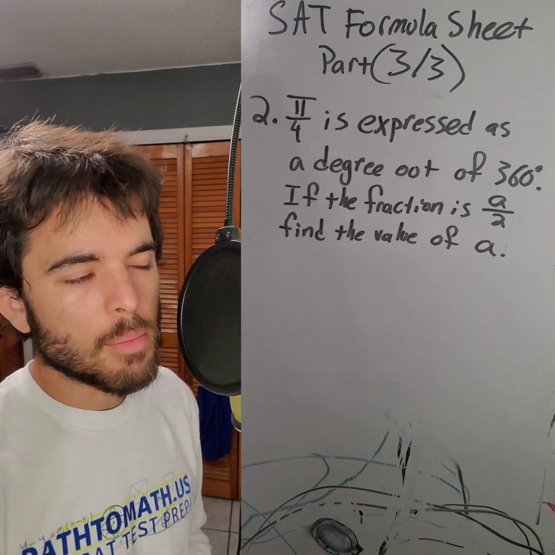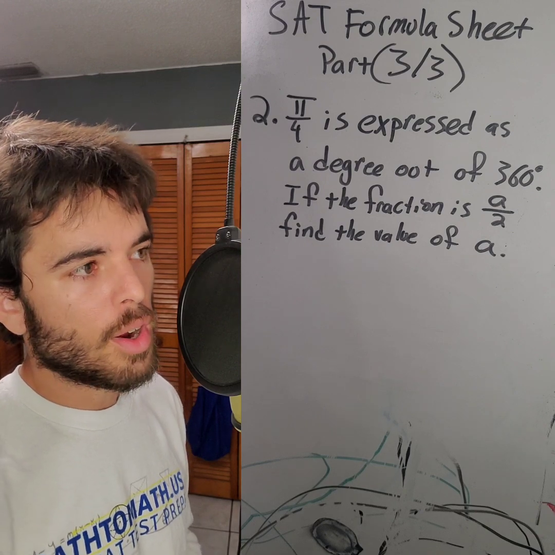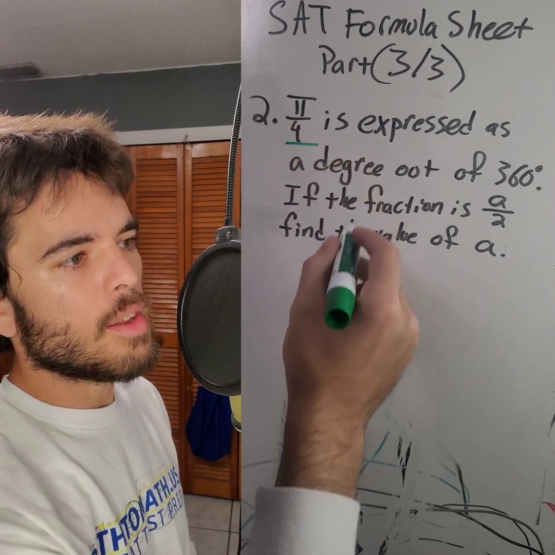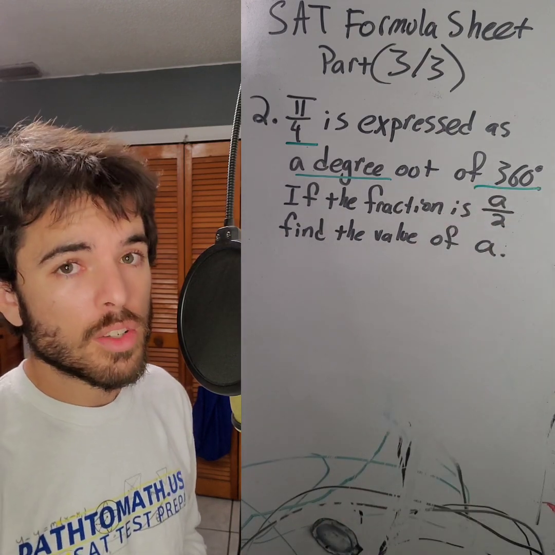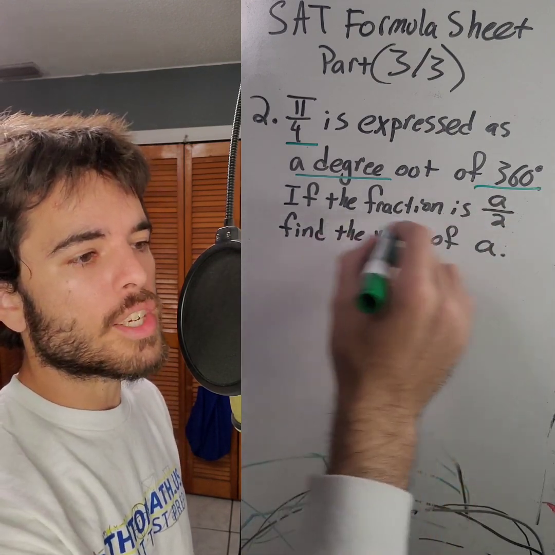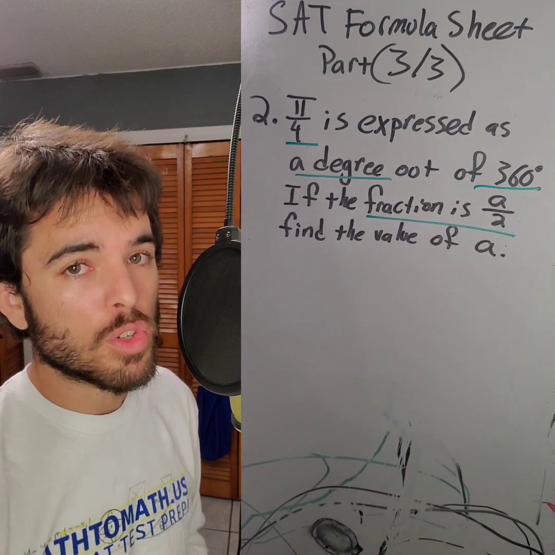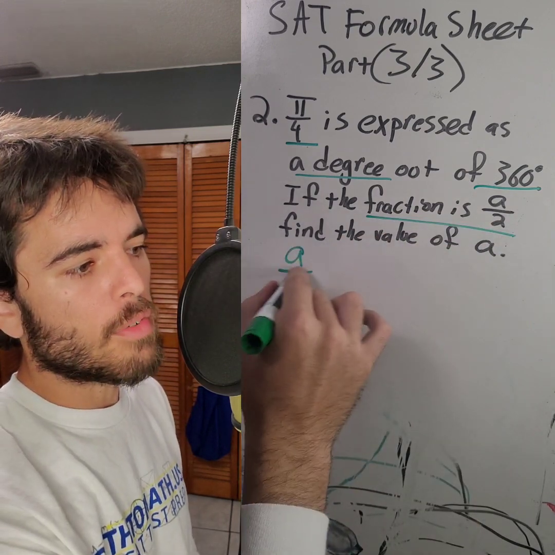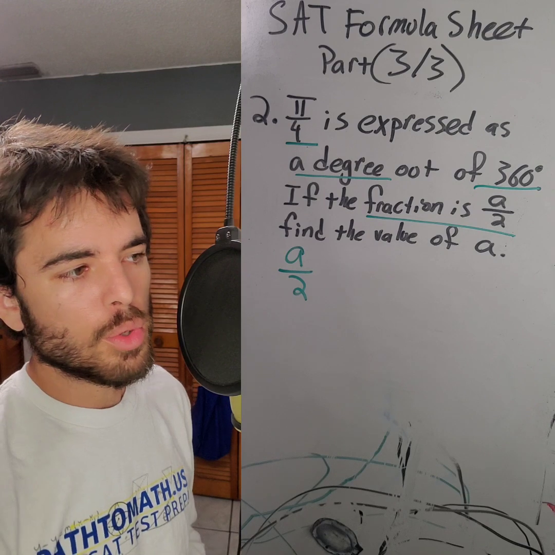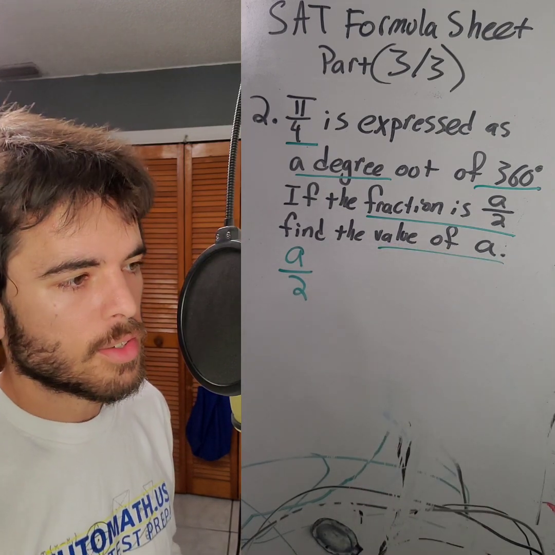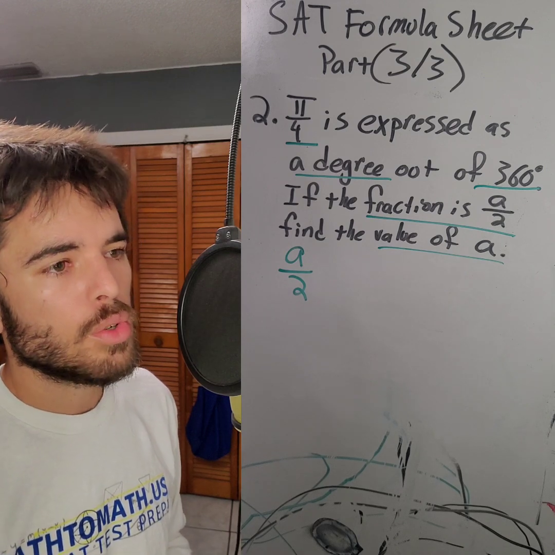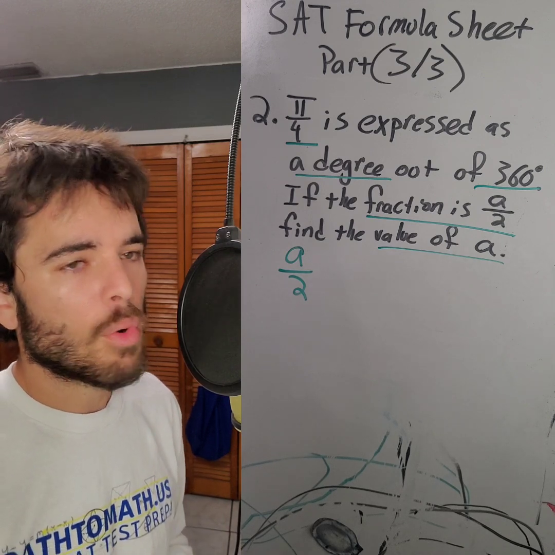This is how the SAT makes these conversion problems much harder. They gave us a radian, and they're explaining to us that it's expressed as a degree out of 360. Nothing new to us so far. But now they're saying that the fraction is expressed as a over 2. So our final answer needs to look like a over 2. They want us to find the value of a as our final answer. Well, right off the bat, all I want to do is convert pi over 4 into degrees.